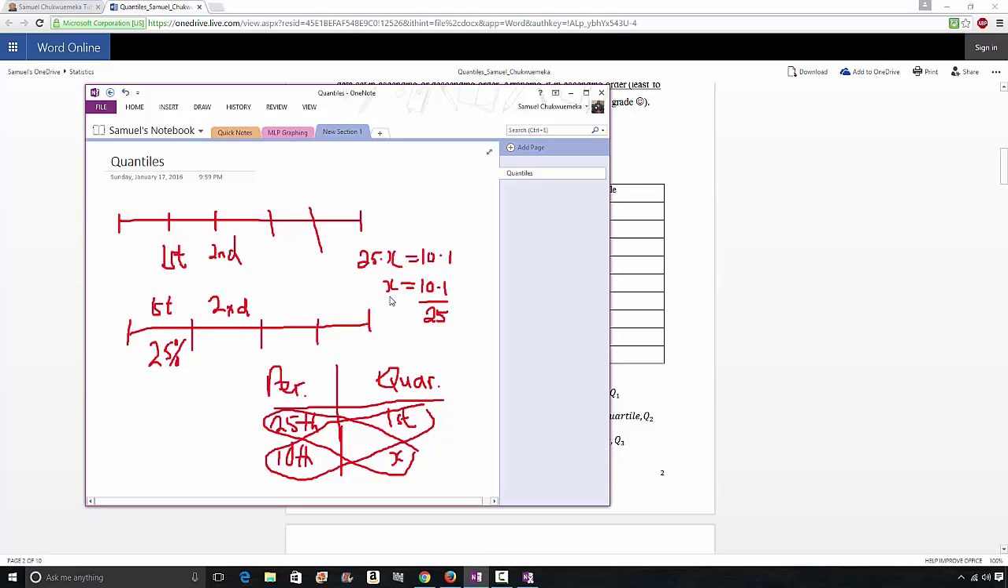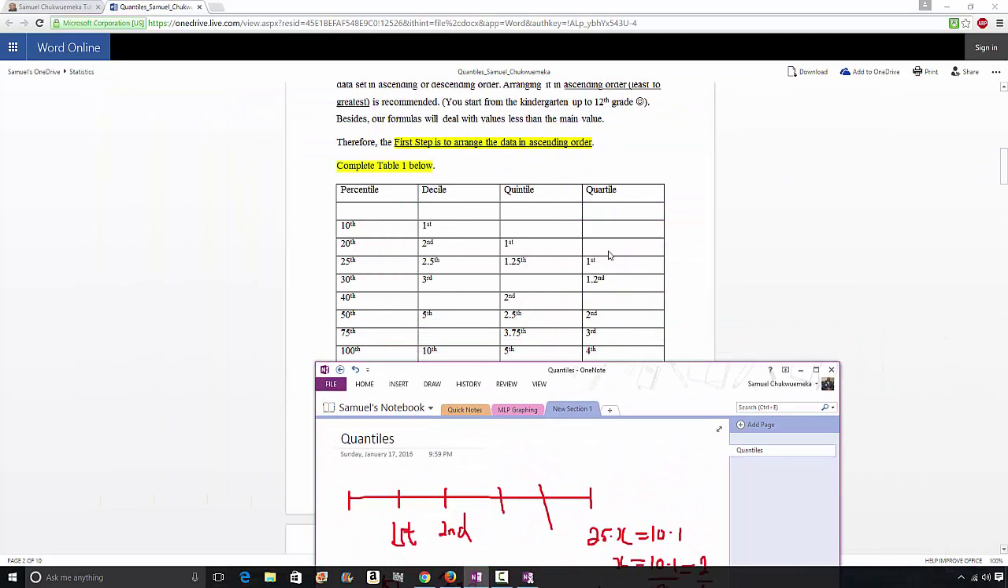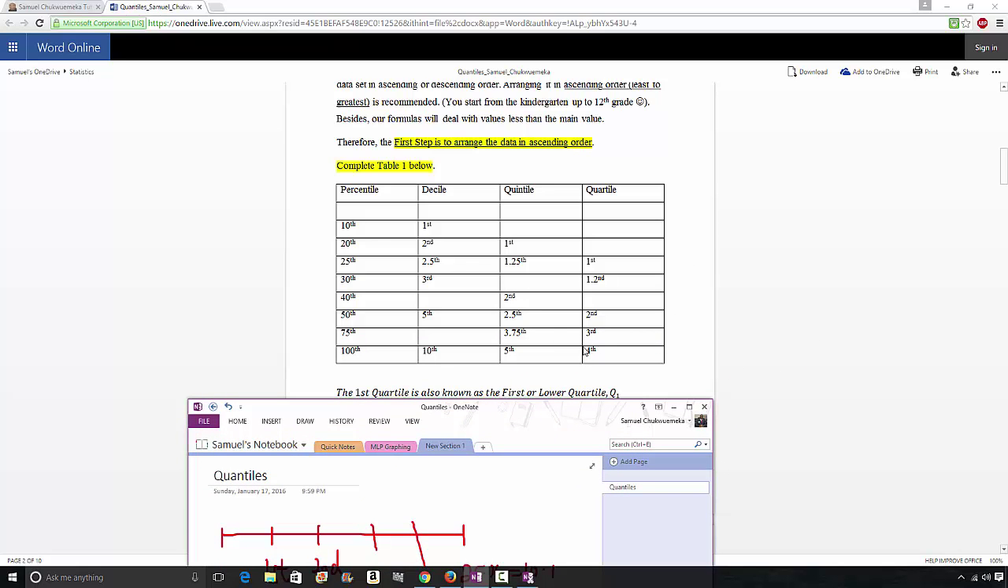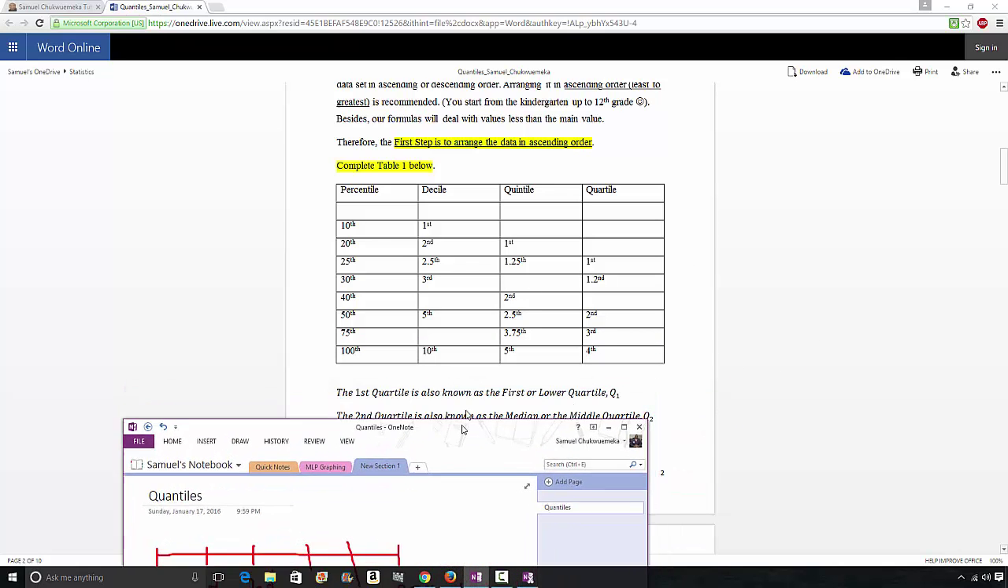So what quartile will it be? You have 0.4, because this is actually 2 over 5, and that gives you 0.4. So 0.4 quartile is your 10th percentile. I want you to fill it up, and you can contact me whether you got it right or wrong.